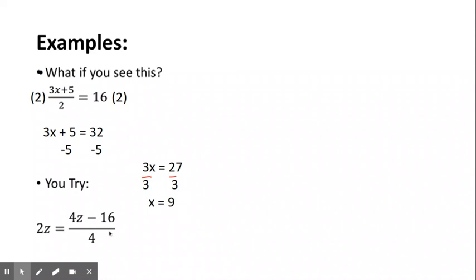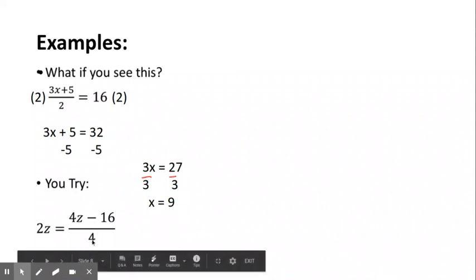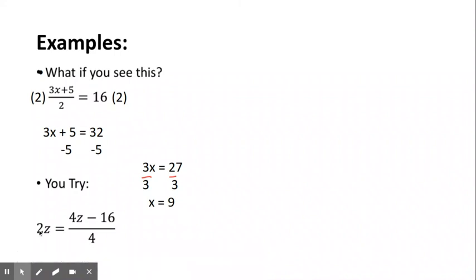All right. In order to solve this one, you would have wanted to multiply by that denominator 4 on both sides. When you do that, that gives you 8z equals 4z minus 16. And your final answer for that would have been negative 4.